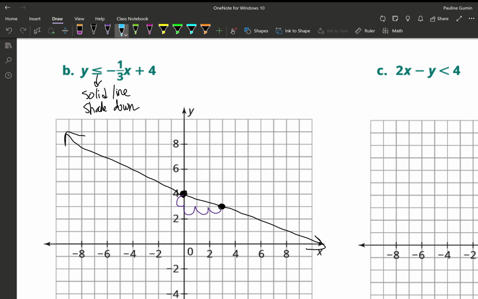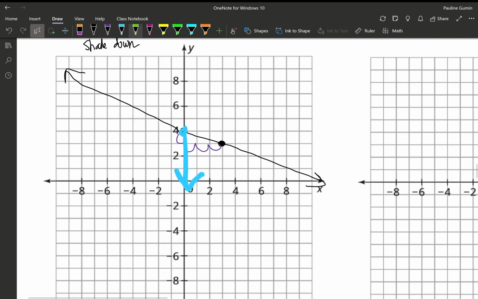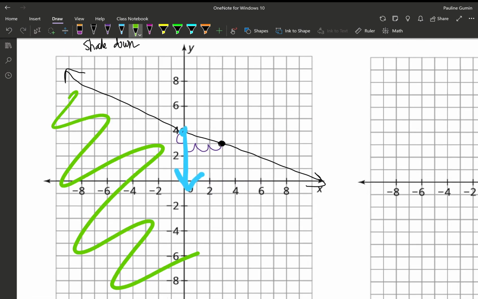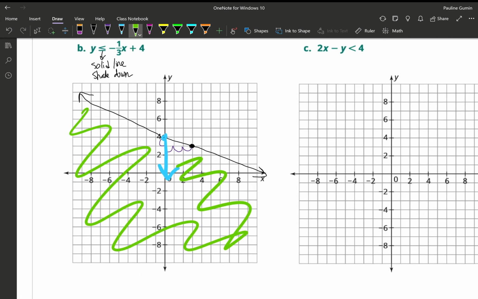I still want to make sure to draw my arrow correctly. So I'm going to put my dot on my y-intercept and I'm going to point down, once it allows me to. Why are we being so mean? There we go. We're going to shade down. So now I know exactly where to shade. It's going to be in this area. And we're done with that problem.